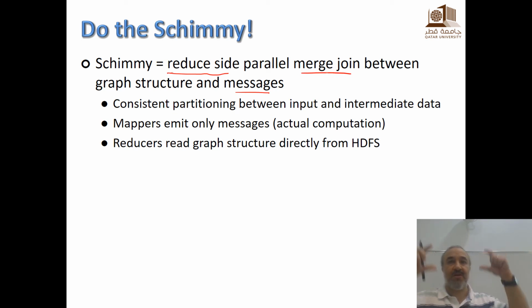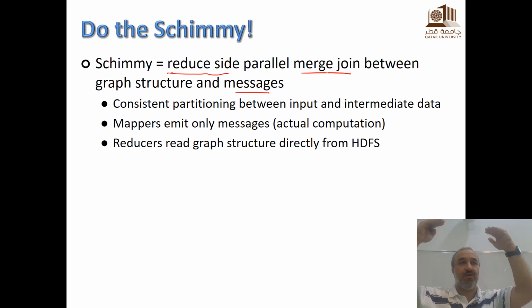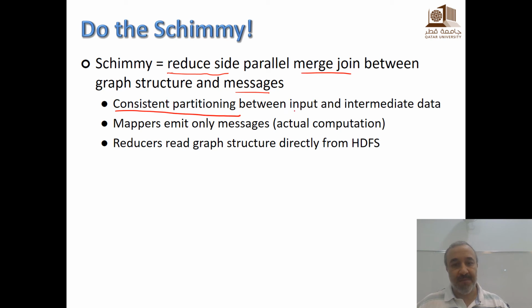Merge join is always between two parts that have the same key and are sorted the same way, so that we can just go one record with one record there, sequentially. This is called merge join. Parallel because it will be done in parallel over different reducers. And it's reduce side because, of course, we read from HDFS at the reduce time. But it's very important to have consistent partitioning between the input, which is the graph structure, and the intermediate data.